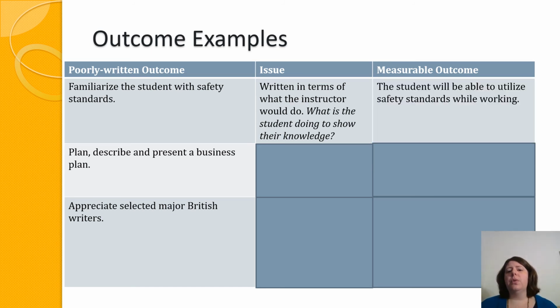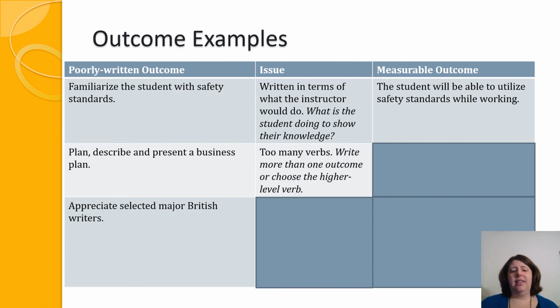So the next thing we want to look at is what could we do to make that measurable? Well, we could say the student will be able to utilize safety standards while working. Our next poorly written outcome says plan, describe, and present a business plan. Hopefully you recognize that that is when we've used too many verbs.